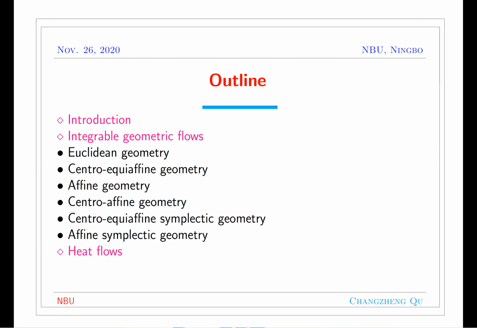Then we discuss the integrable geometric flows in Euclidean geometry, central equi-affine geometry, central affine geometries, and also the central equi-affine symplectic geometry and affine symplectic geometries. If we have time, we can talk about some results on the heat flows in the affine-related geometries.